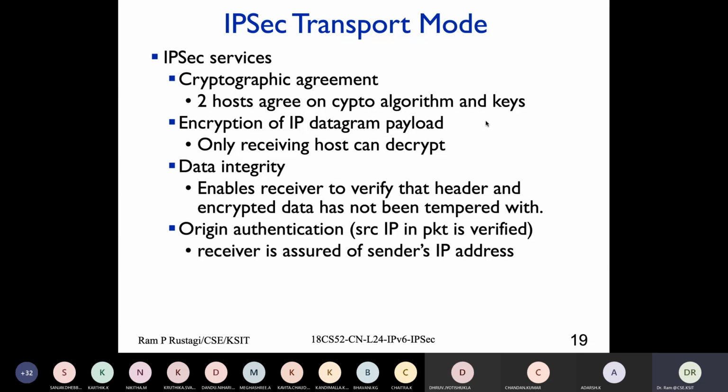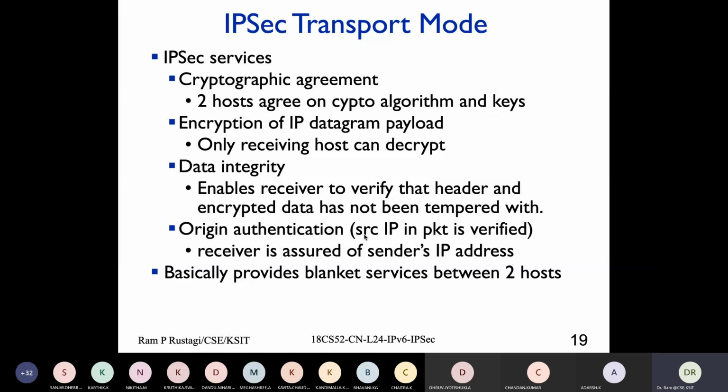So namely, IPsec provides 4 services: cryptographic agreement, that means agree upon the algorithm, agree upon the key size. Then the encryption: the sender would encrypt the packet using the cryptographic algorithm agreed upon and the key size, and the receiver would decrypt it. Then we have integrity: the sender has to compute the checksum and send it along, and the receiver uses it to verify if there is any corruption or tampering. And lastly, if the receiver wants, it can verify that the sender's IP really belongs to the sender and not to somebody else.